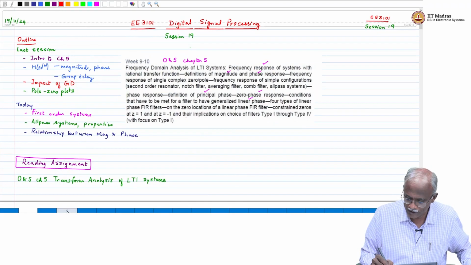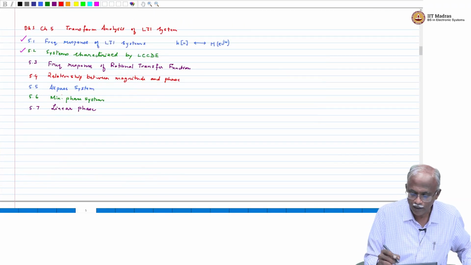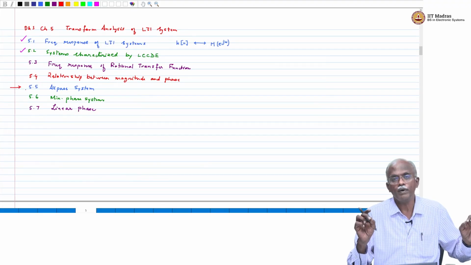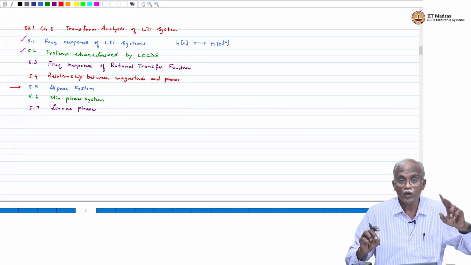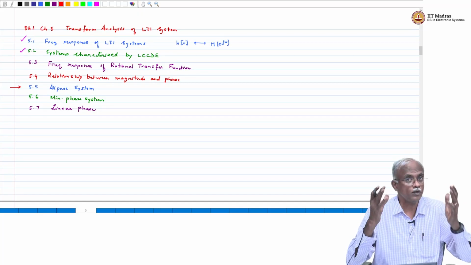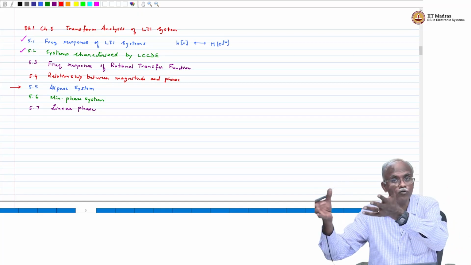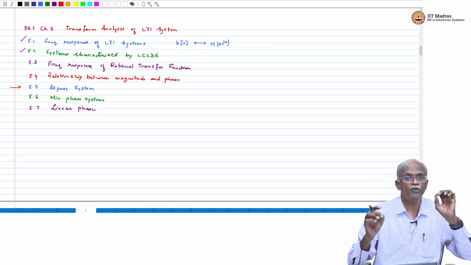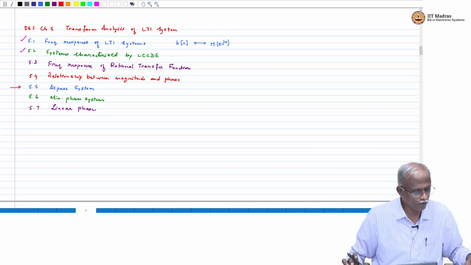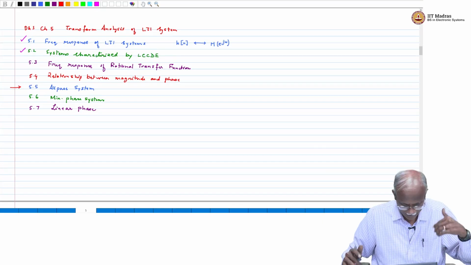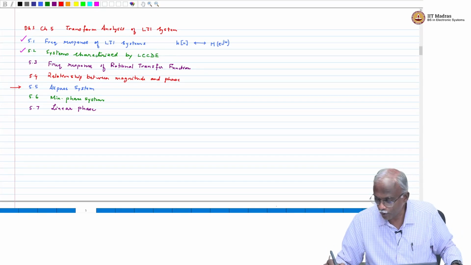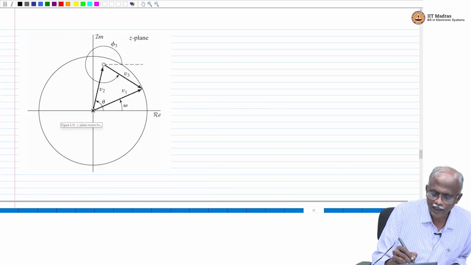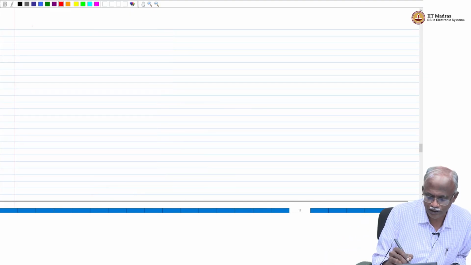Now to emphasize this, what I'm going to do is look at our topics. Section 5.5 deals with something called an all-pass system. Because of our understanding that it's important for us to see how first order systems behave, I'm going to pick up section 5.5 and introduce the notion of an all-pass system and some of the important things that we can learn from all-pass systems.